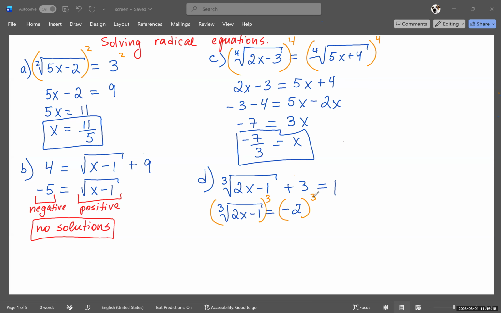Unlike part B, where we had an even radical equals a negative number and there it had no solutions, this time I have an odd radical equals a negative number, and this will have solutions just fine. It's only the even radicals that present a problem. So the cube root and the 3 on the outside cancel each other out. This is just 2x minus 1 equals negative 2 to the third power, that's negative 8. And then it's a linear equation, add 1 to both sides, 2x equals negative 7, and divide by 2, x equals negative 7 over 2.